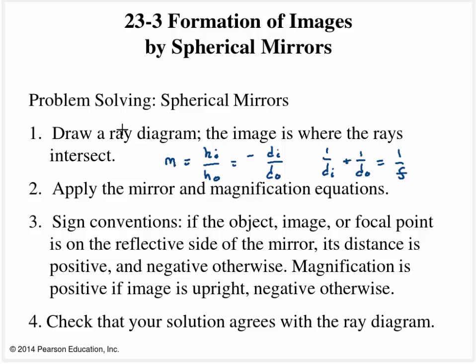Okay, some problem-solving strategies. First thing, draw the ray diagram. That's going to give you a feeling for where the image is, and give you a feeling for if your math actually works out. Then apply the mirror magnification equations that I've written just up here. One important thing to keep in mind, very, very important, is sign conventions. If the object, image, or focal point is on the shiny side of the mirror, on the reflective side, then those distances are going to be positive. If they're not on the shiny side, then they're going to be negative.